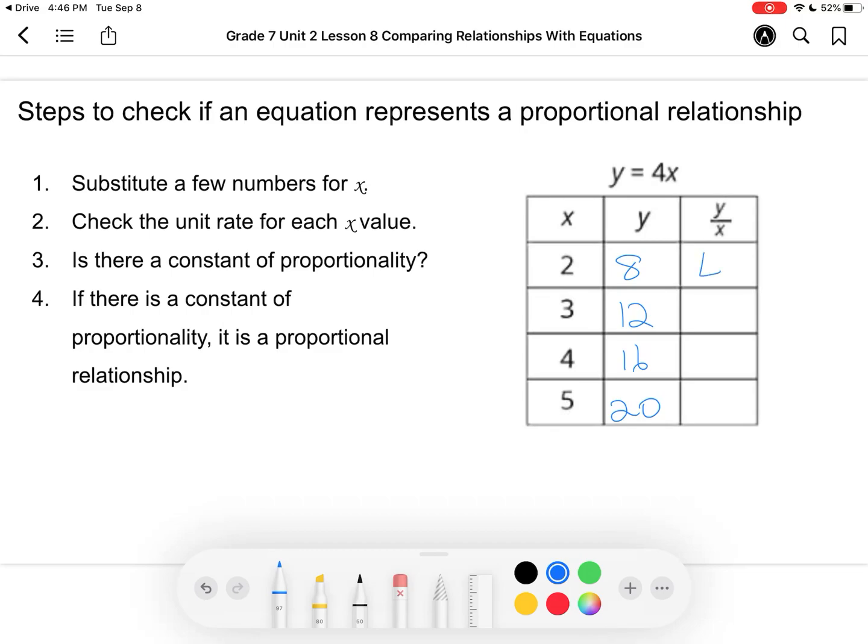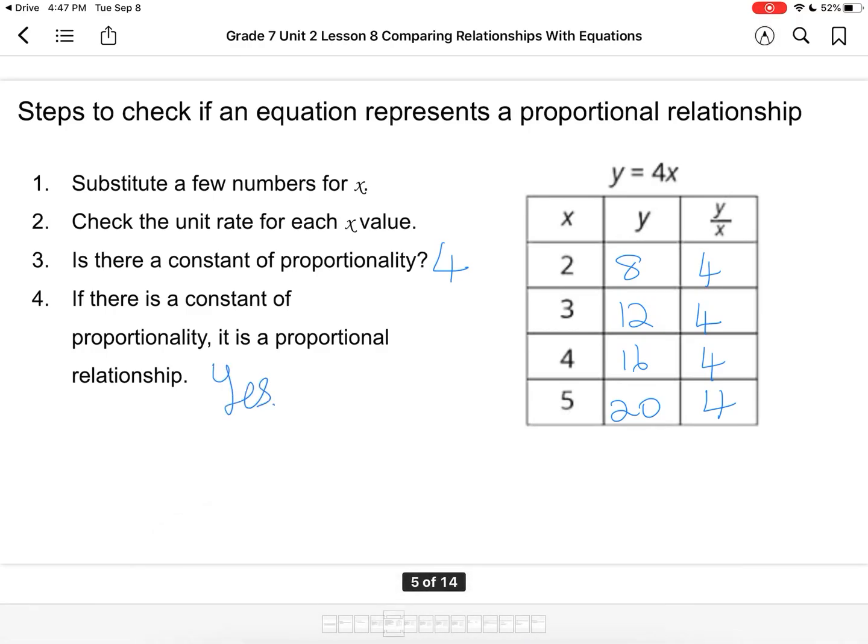And now y divided by x. 8 divided by 2 is 4. 12 divided by 3 is 4. 16 divided by 4 is 4. 20 divided by 5 is 4. So all of the ratios are equivalent. They're all the very same. So the constant of proportionality is 4, and it is a proportional relationship. I'm going to say yes.